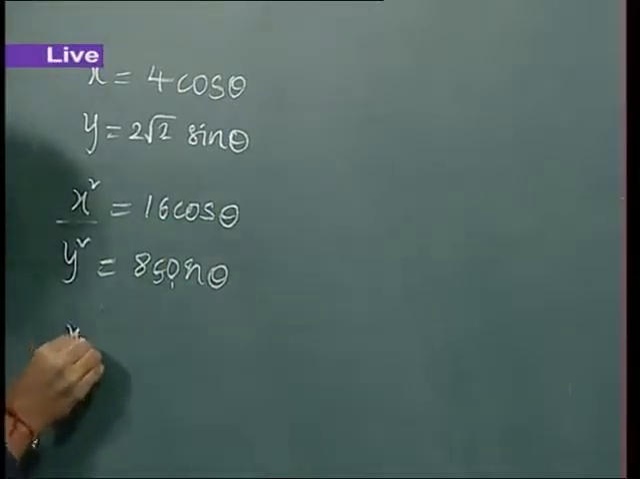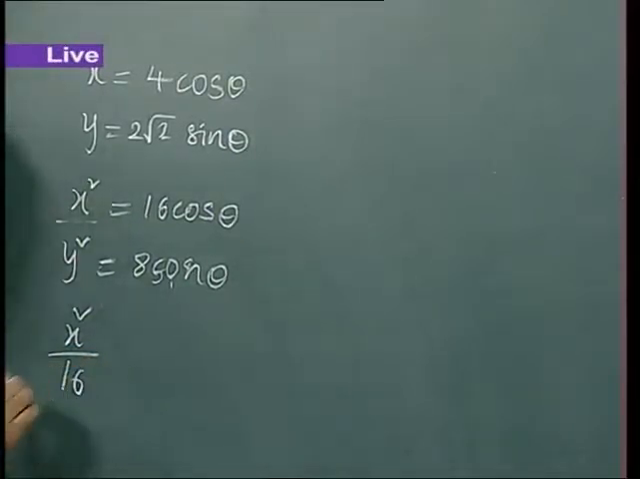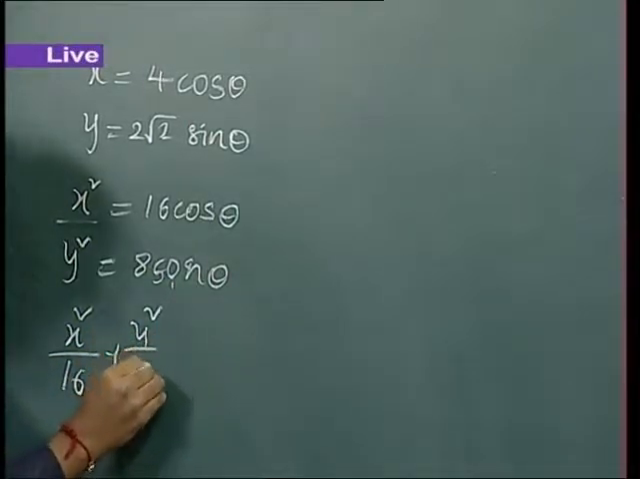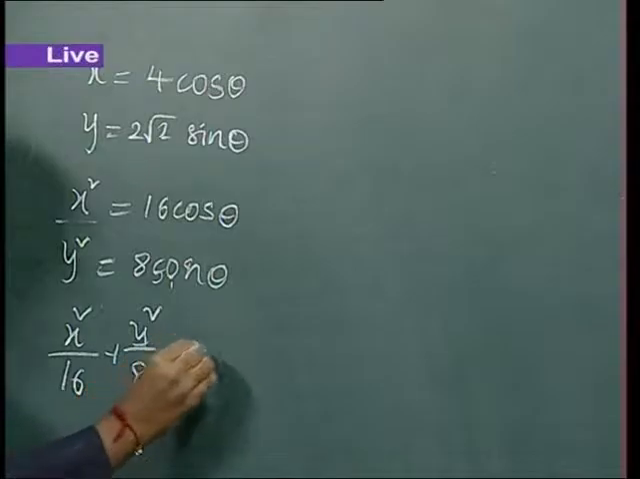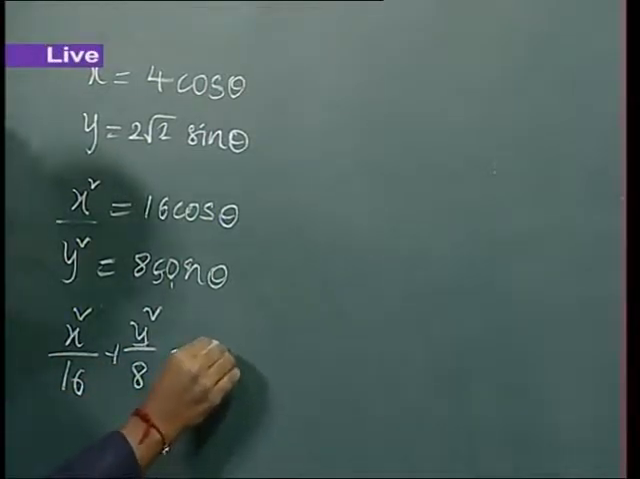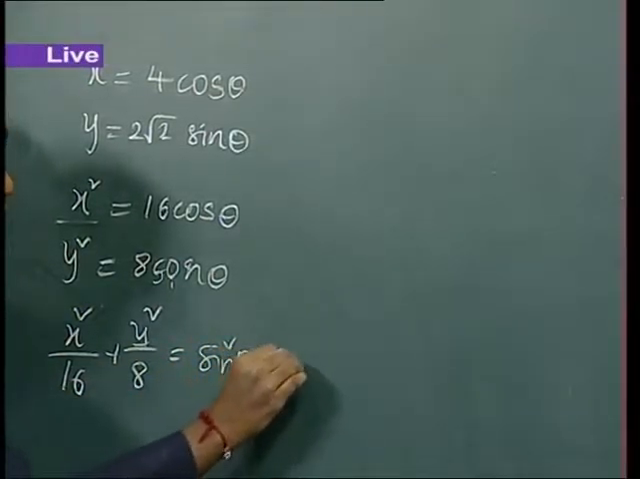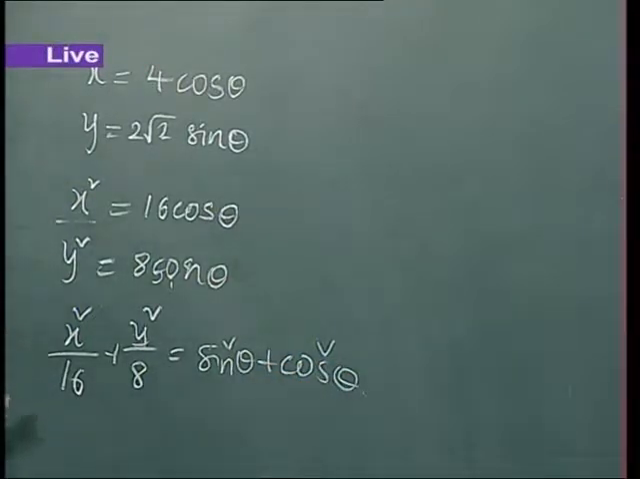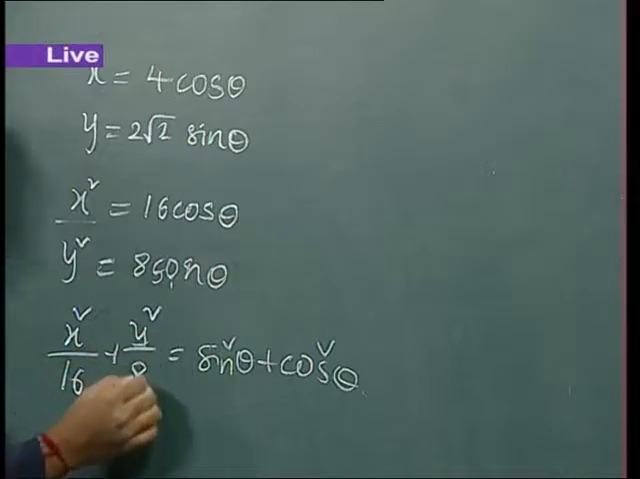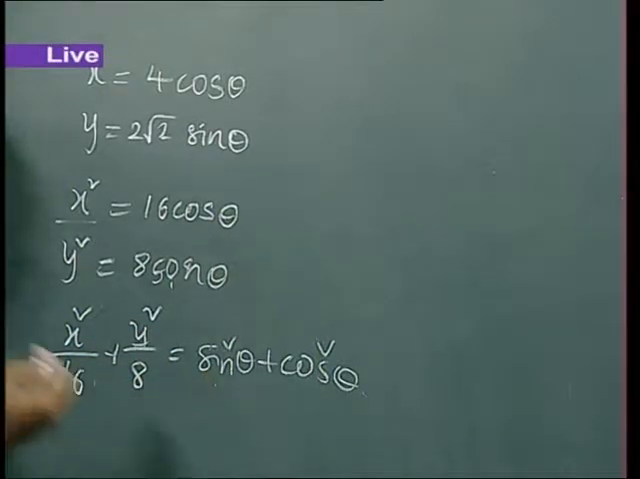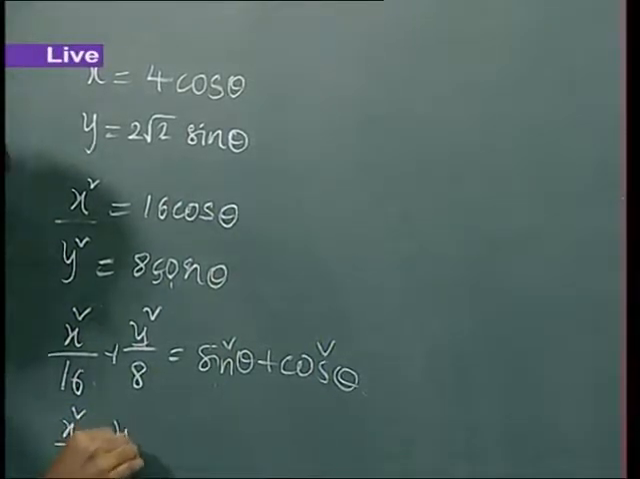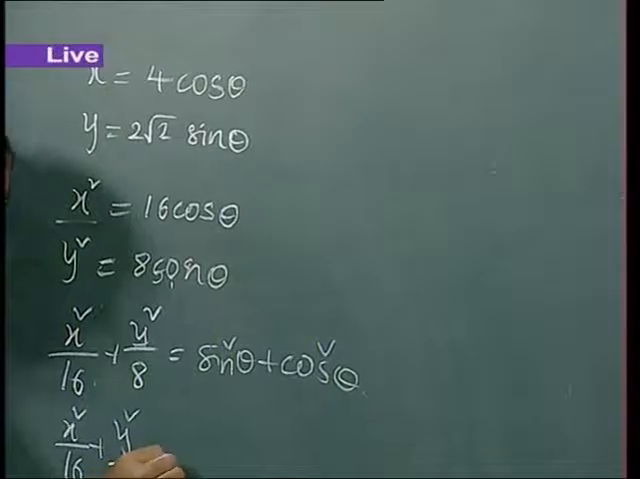Okay, if we take 16 and 8 to the LHS, x square by 16 plus y square by 8 is equal to cos square theta plus sin square theta. We are squaring on both sides and adding both the equations. x square by 16 plus y square by 8 is equal to sin square theta plus cos square theta. Then we get the value x square by 16 plus y square by 8 is equal to 1.